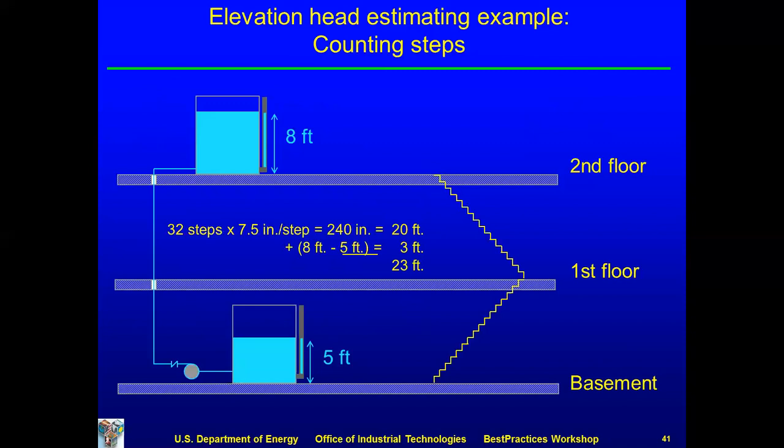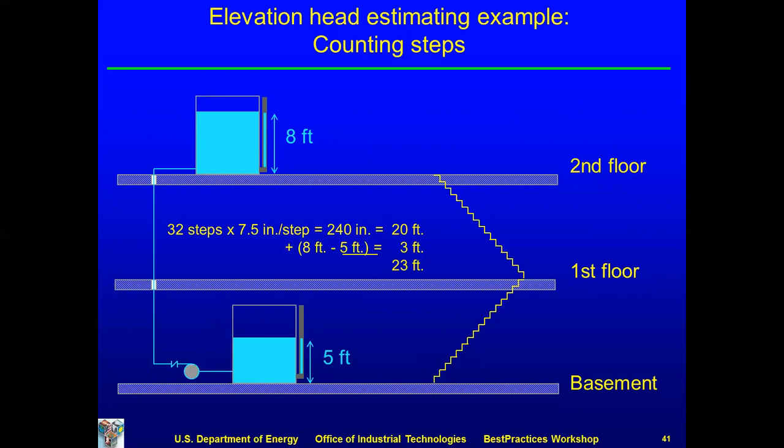And here's an example of trying to determine the difference in elevation from the free surface of the suction tank in the basement to the discharge tank on the second floor. And so you see we can count steps. If you count up all the steps from the basement to the second floor, we get 32 steps. 7.5 inches per step is 240 inches, which is 20 feet.